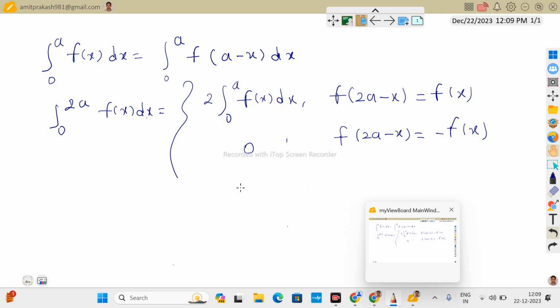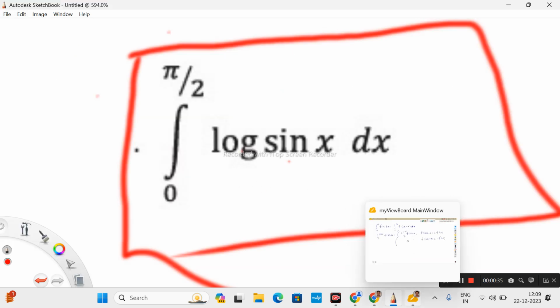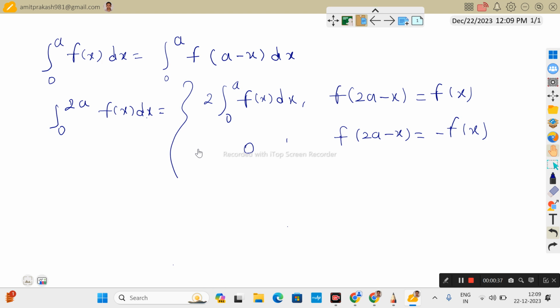So there are two formulas which are used in this problem. So this is the formula. The first definite integration formula is integral 0 to a f(x) dx equals integral 0 to a f(a minus x) dx, and integral 0 to 2a f(x) dx equals 2 times integral 0 to a f(x) dx if f(2a minus x) equals f(x), and if f(2a minus x) equals minus f(x), then this integration will be 0.